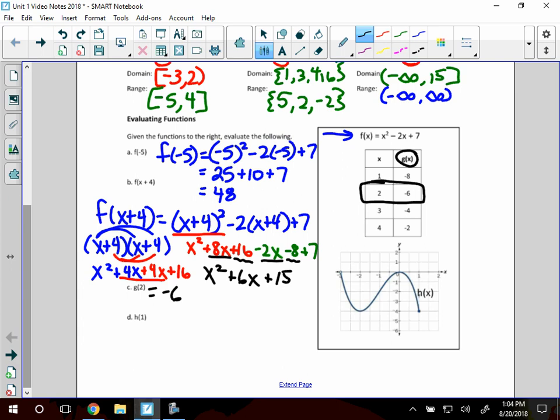Part D, I'm looking for the h function. I can see that's here in the graph. So h of 1. So that means I'm finding an x value of 1. That happens here. And I want to find out where that hits the graph, which is right here at this point. And that y value there is negative 4.